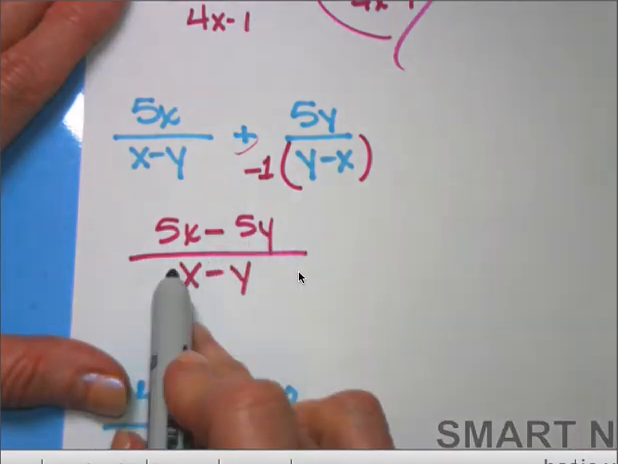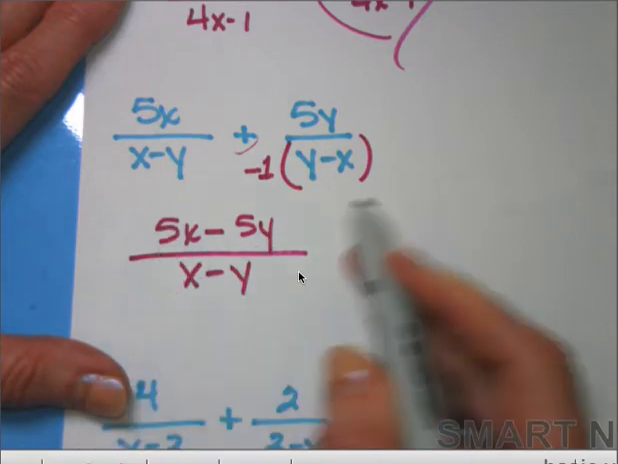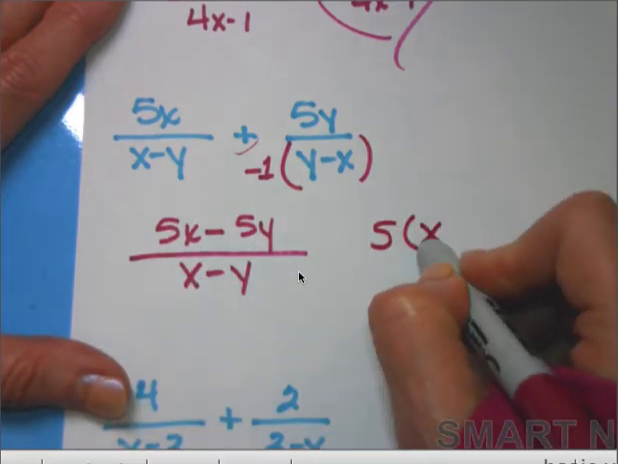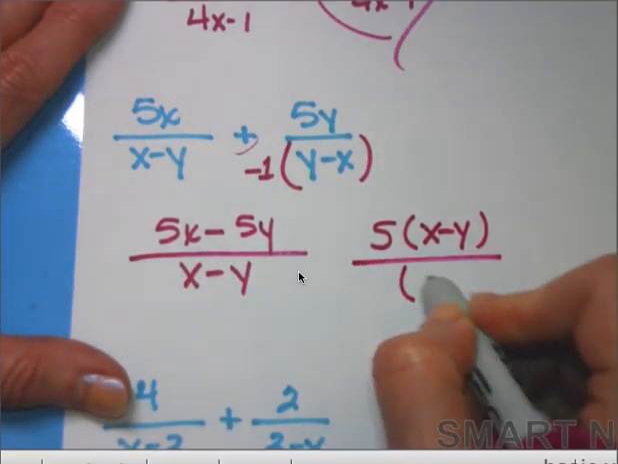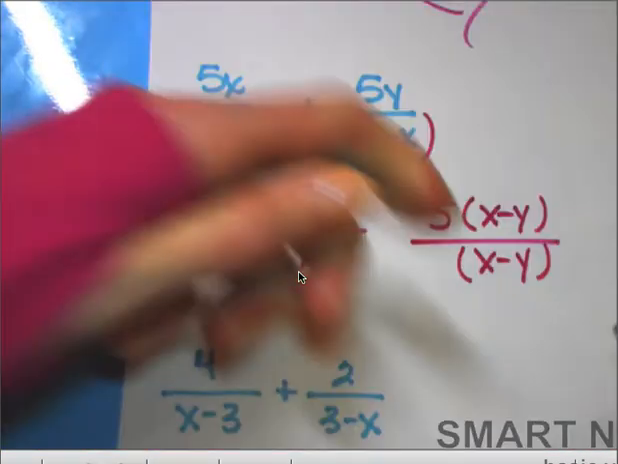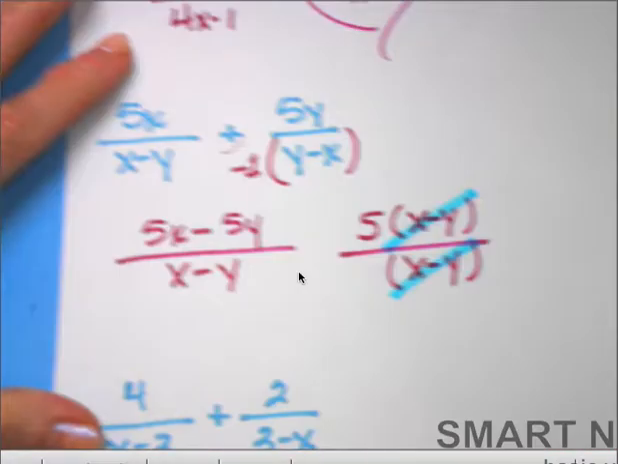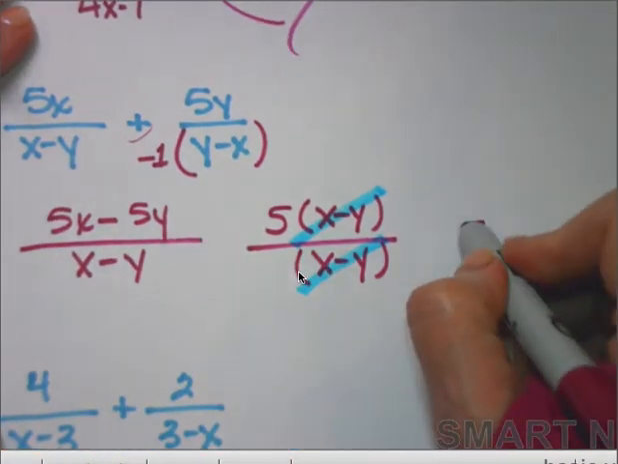And here I need to now GCF factor the numerator. And I see that I have the common binomial x minus y, which is going to divide out of the problem, leaving the simplified answer as positive 5.